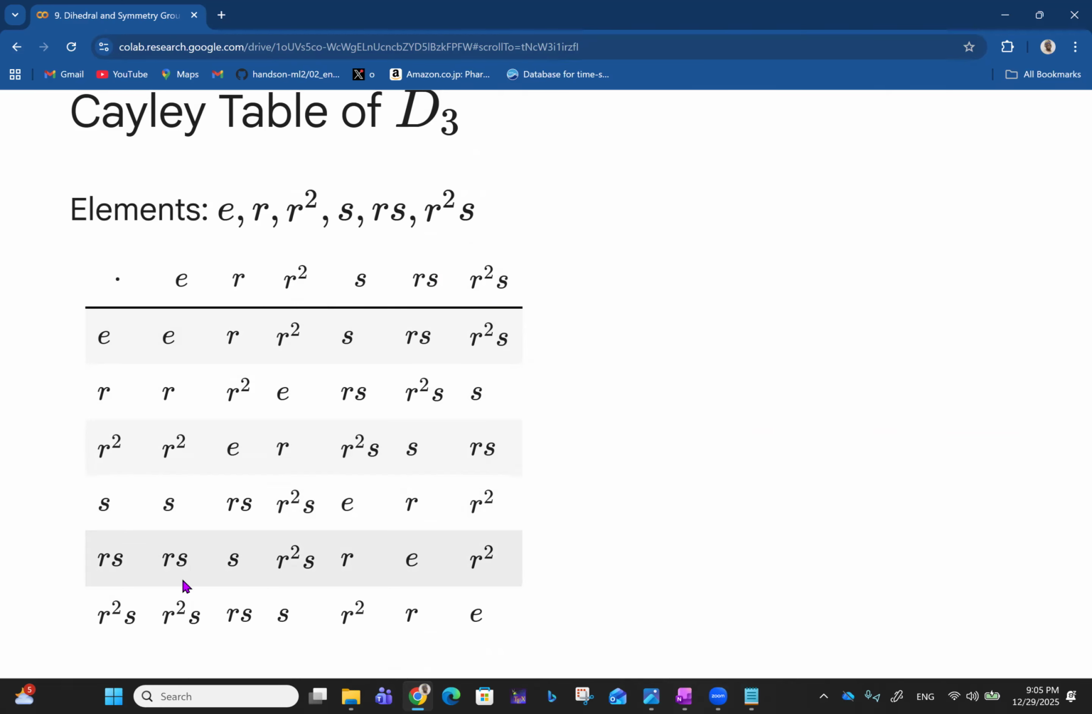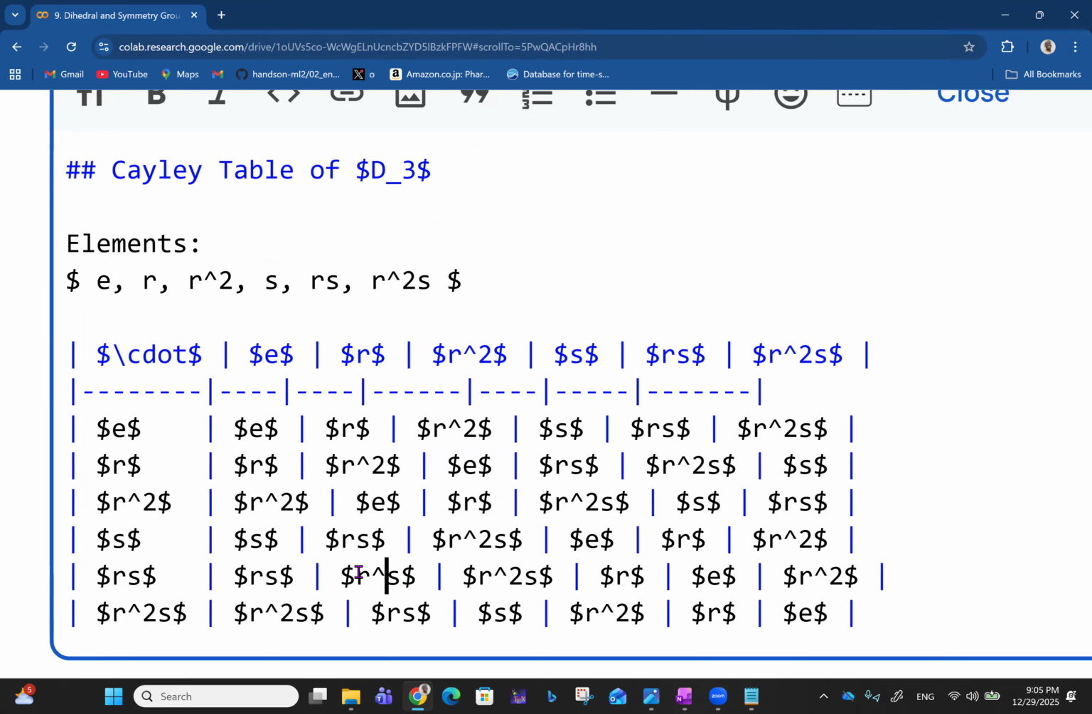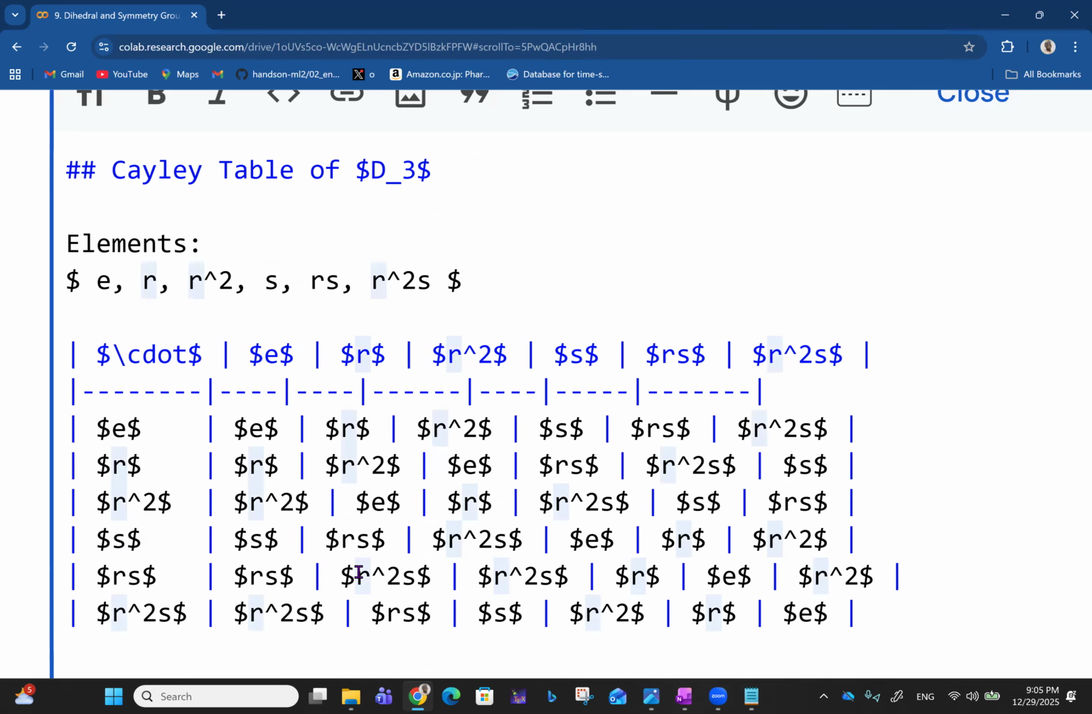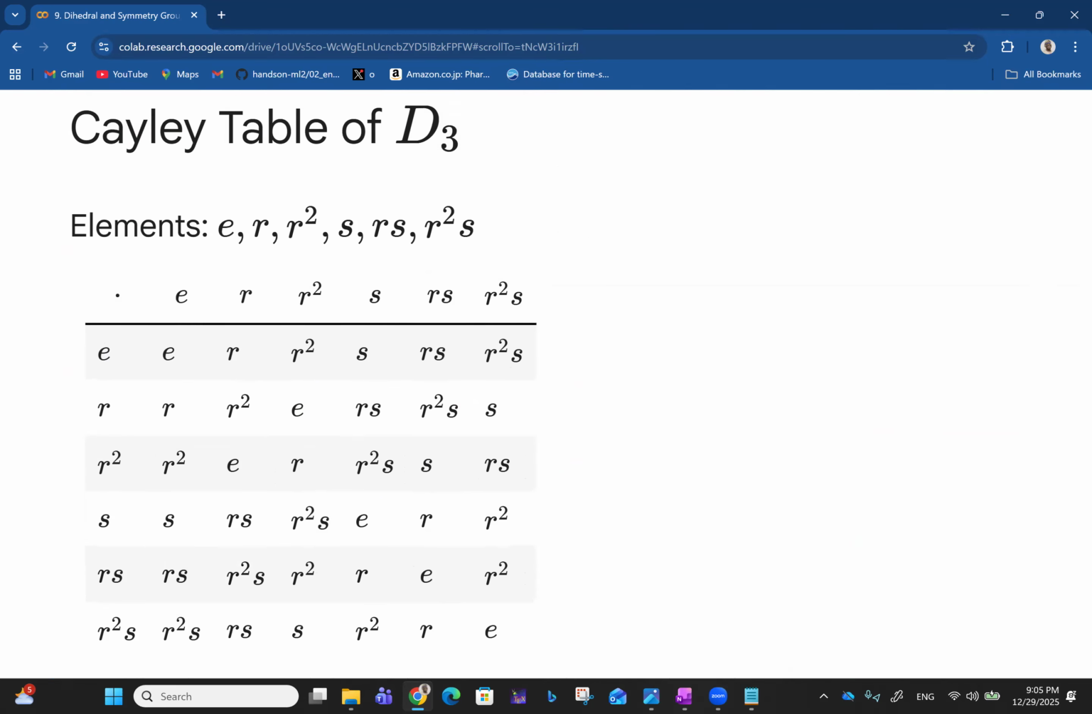Then here too, we have rs times e is rs, rs times r, that's r^2s. Okay, what's happening? Yeah, then it should be r^2s. And coming here, rs times rs should be r^2s^2, and s^2 is e, so this should just be r^2, I believe. Okay, I think this should be fine now. We'll keep correcting as necessary. As far as we understand the rules, that makes sense.